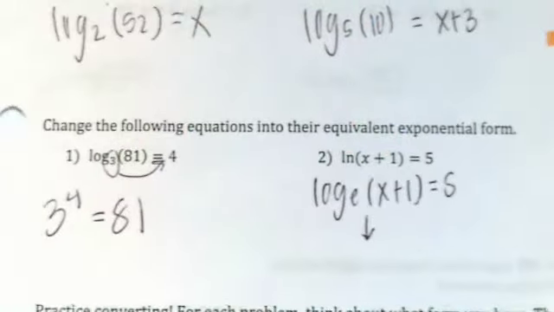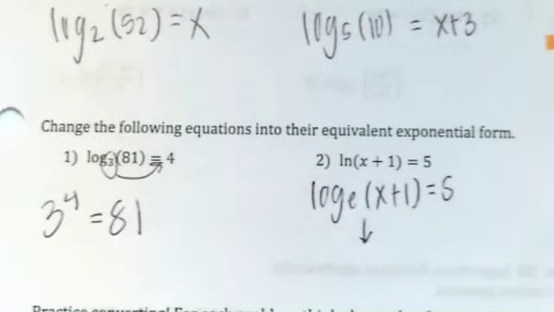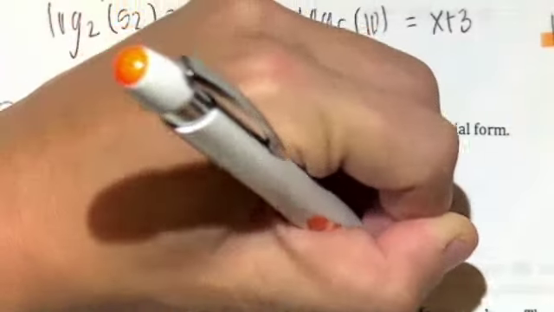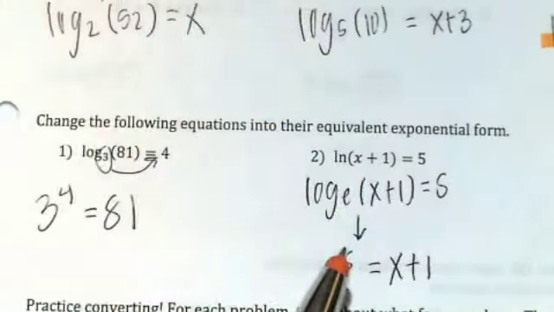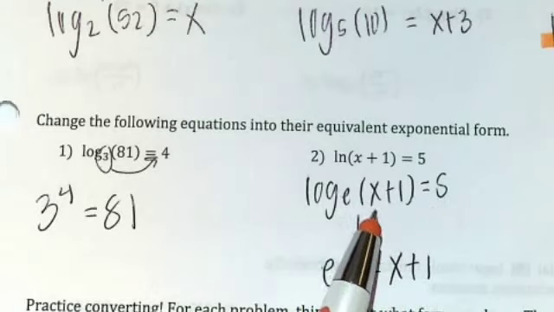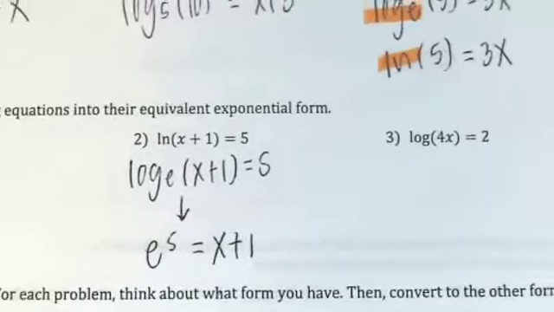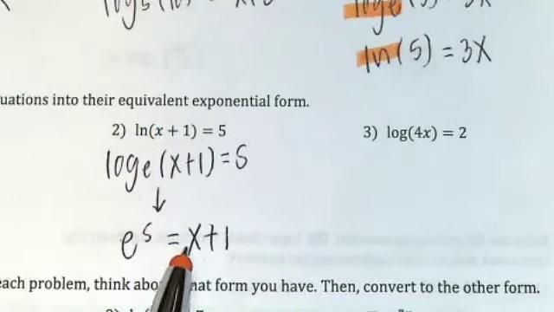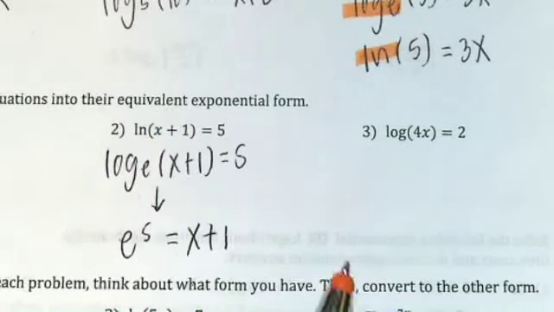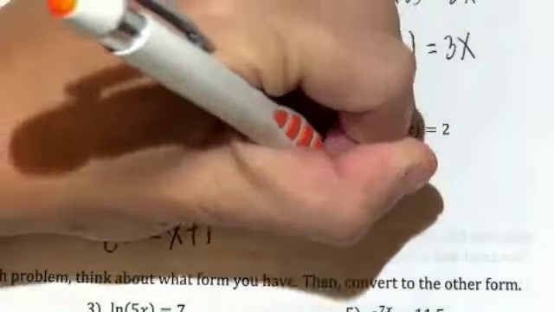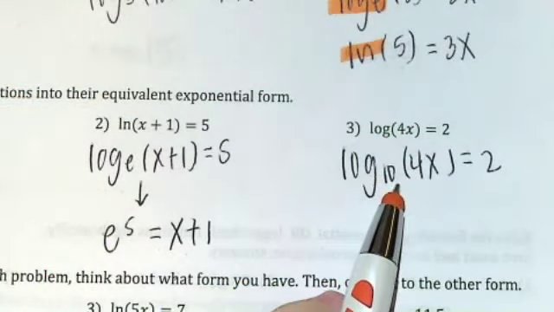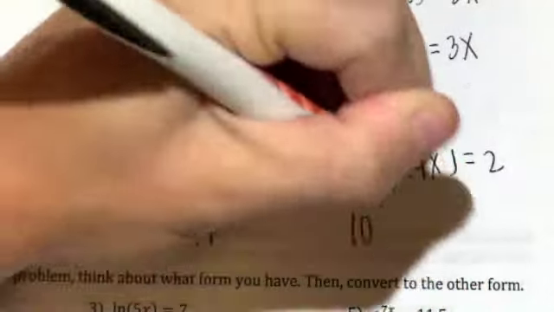If you want to go ahead and pause the video, you can. Try it yourself. But again, this is the same thing as e to the power of 5 is equal to x plus 1. Again, you can equal something other than x. That's fine. It's just whatever is in these parentheses is what it's going to equal. If you've got a log with no base, remember the common log is 10. So if it's not numbered, you can assume it's 10. So this is the same thing as 10 squared is equal to 4x.